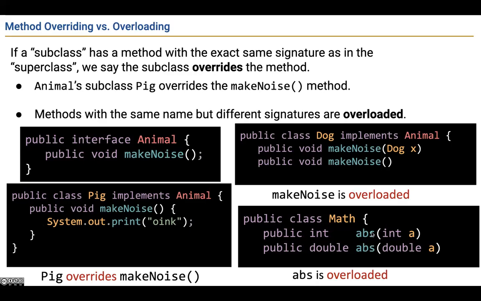So overloading, turns out, has some real-world uses. Like this make noise one is pretty good. I also like this one in the math class. We have an absolute value method for integers. And then we have another one for doubles. They have the same name. And depending on whether you pass in an integer or a double, the proper one gets called. That's another example of something being overloaded.